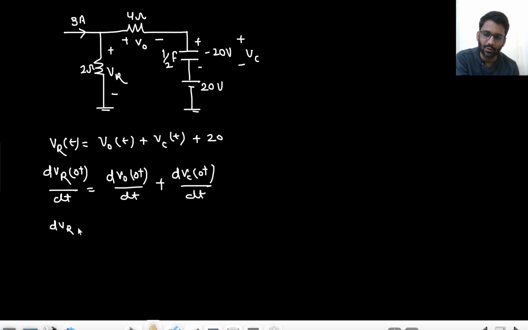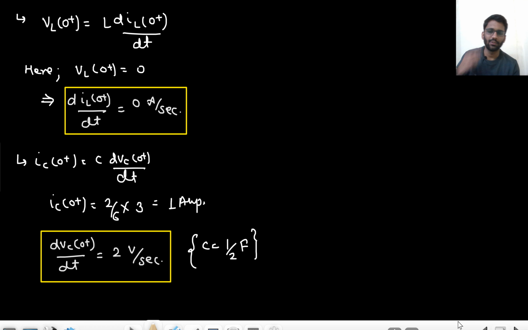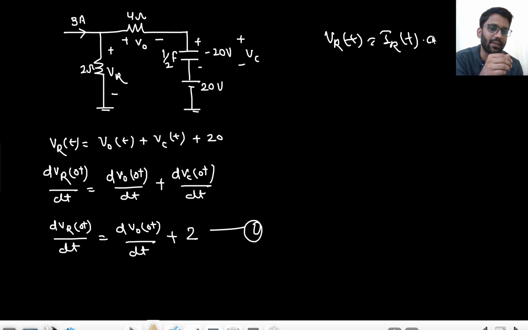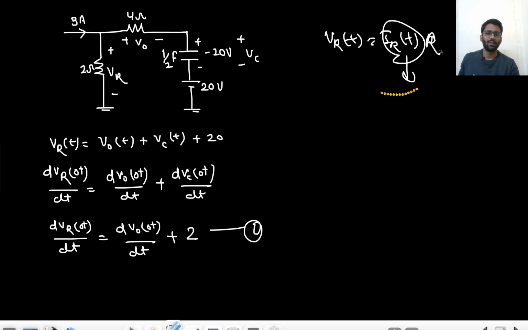So my dVR(0+) by dt would be equal to dV0(0+) by dt plus what is the value of dVC(0+) by dt? dVC(0+) by dt, that is 2, right? This is the first equation. Now I need to know what is the value of dV0(0+) by dt. Look, first what did I think? That I can simply write the current. What did I think? VR(t) is equal to IR(t) into R. This doesn't work because I don't know the differentiation of this. So this is gone.